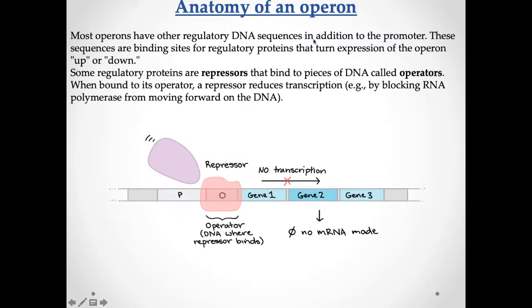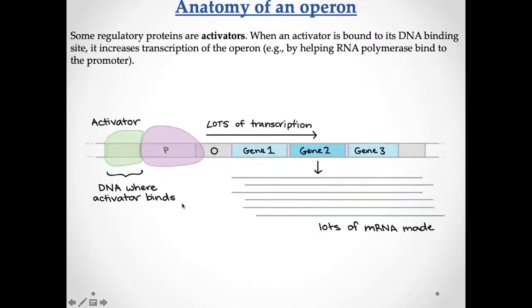Most operons have other regulatory DNA sequences in addition to the promoter. These sequences are binding sites for regulatory proteins that turn expression of the operon up or down. Some regulatory proteins are repressors that bind to pieces of DNA called operators. When bound to its operator, a repressor reduces transcription. So there is an operator here, and a repressor has been attached to this operator, so that no transcription is possible. If the repressor is attached to the operator, then no mRNA is made, and RNA polymerase will also not attach to the promoter site. Beyond that, there's an activator site beyond the operator site, just beside it on the left. If it is bound, then lots of transcription will happen and lots of mRNA will be produced.